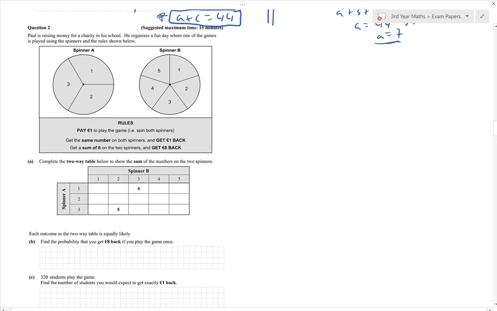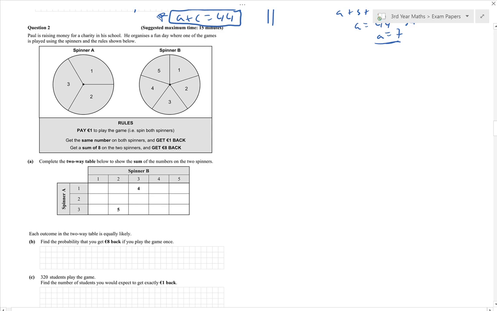Paul is raising money for a charity in his school. He organises a fun day where one of the games is played using the spinners and the rules shown below. So you've got two spinners. You pay €1 to play the game, and that's including you spin both spinners. If you get the same number on both spinners, you get €1 back. If you get a sum of 8 on the two spinners, you get €8 back. Now, complete the two-way table below to show the sum of the numbers on the spinners.